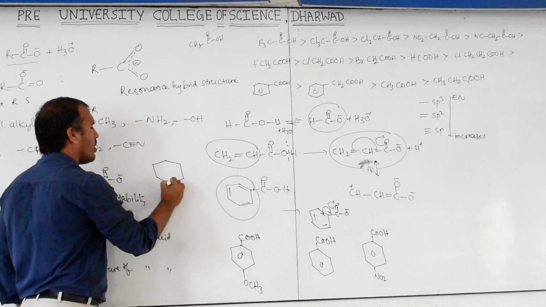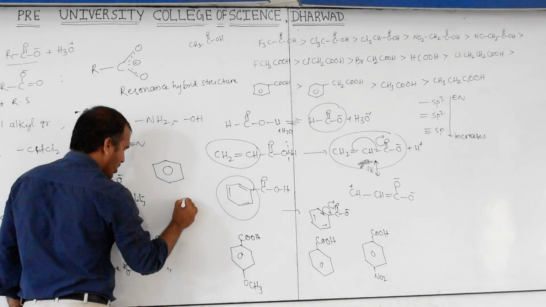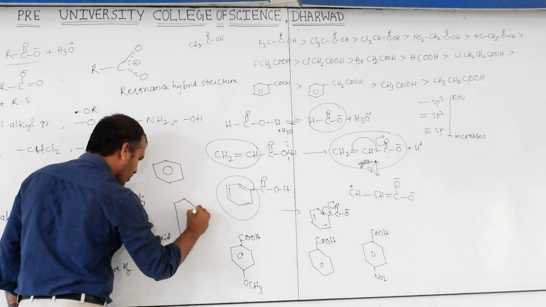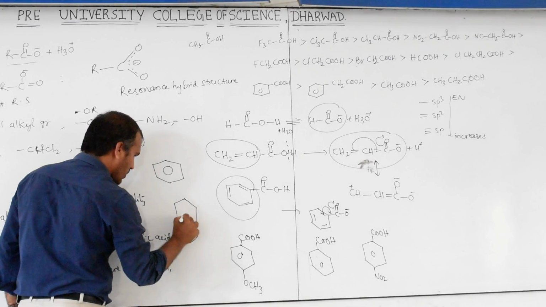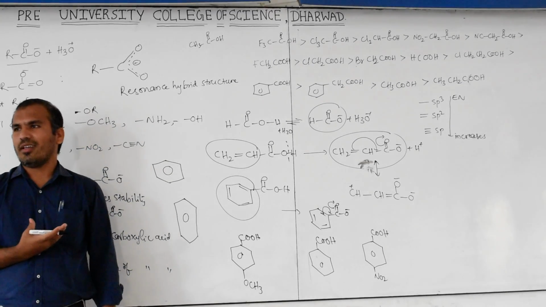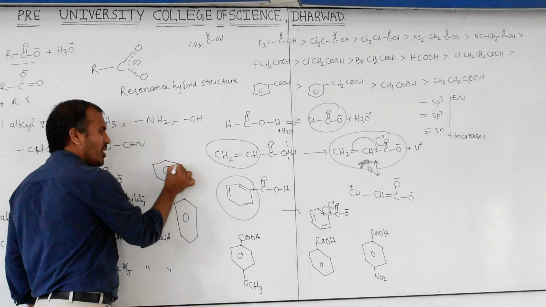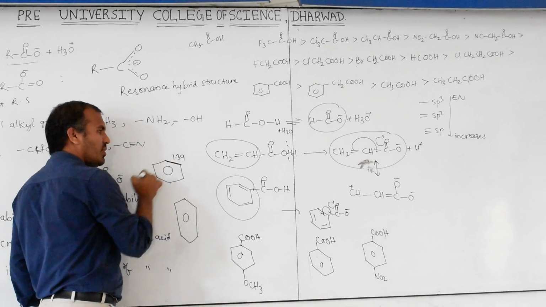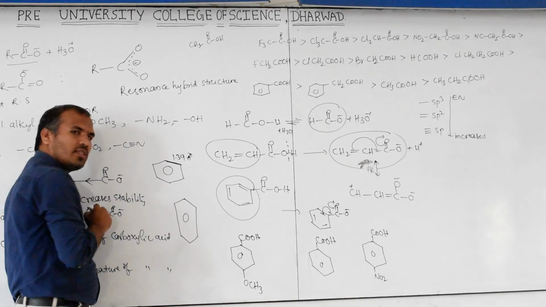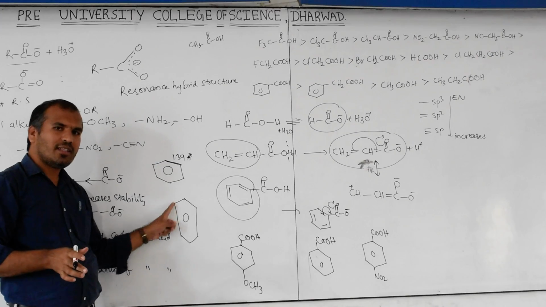All bonds are equivalent, you have to write like this. Because I observe that many students will write like this. Like this. It looks good also, but it is not the benzene. Because you studied in the first year, in benzene, the carbon-carbon bond is 1.39 angstrom. So all bonds are equivalent. If you write like this, some bonds are longer and this is smaller.